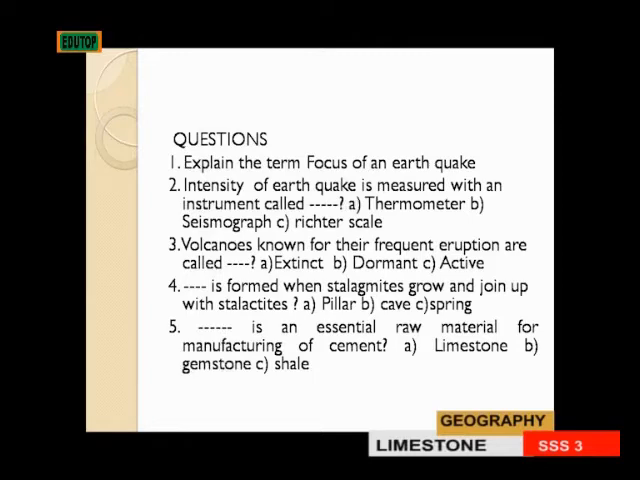The 4th question is, what is formed when stalagmites grow up and join up with the stalactites? A, a pillar. B, caves. And C, springs. Number 5 question is, what is an essential material for the manufacturing of cement? A, limestone. B, gemstone. And C, shale.